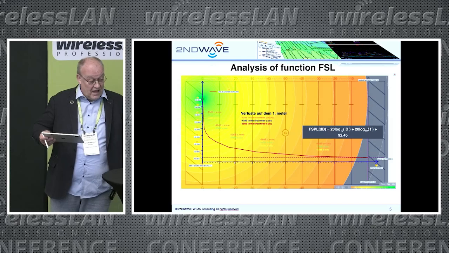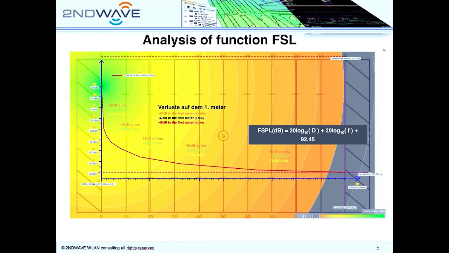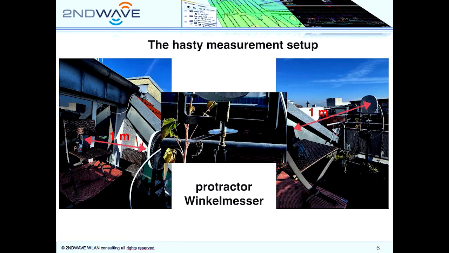So I just created a measurement based on a 1 meter distance between the measurement device and the access point in this case. And I configured the AP to a quite low 5 dBm EIRP. Very hastily, I created the setup and spent a sunny afternoon on the balcony.